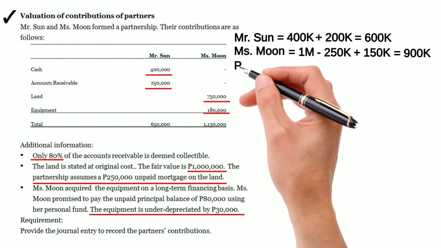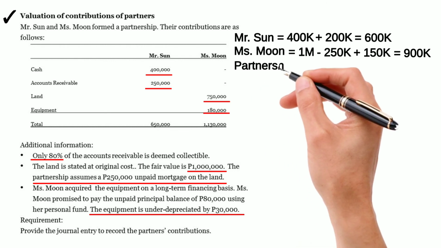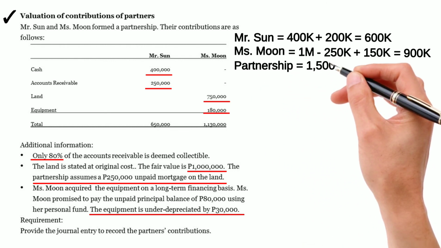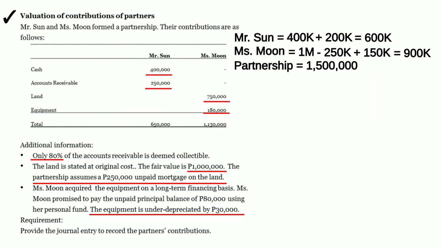Therefore, the total partnership capital is equal to 1,500,000 pesos. 600,000 pesos plus 900,000 pesos, that is equal to 1,500,000 pesos. Take note, hindi binawas yung 80,000 pesos na unpaid principal balance kasi hindi siya inassume ng partnership. Kaya in-ignore natin yung 80,000 pesos.